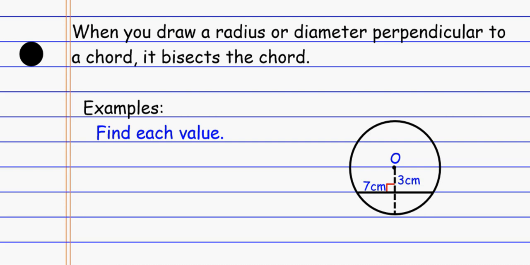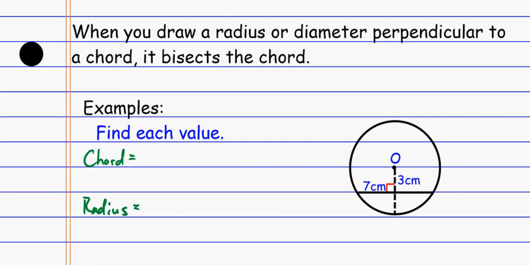Okay. For example, here it says find each value. And for our purposes, we're going to find the length of the chord. So I want to find the length of the entire chord. And I would also like to find the length of the radius for this one. Okay, so those are the two things I want to find. And really, we're going to use both of the things that happen in this special scenario, the fact that it bisects and the fact that it's perpendicular.